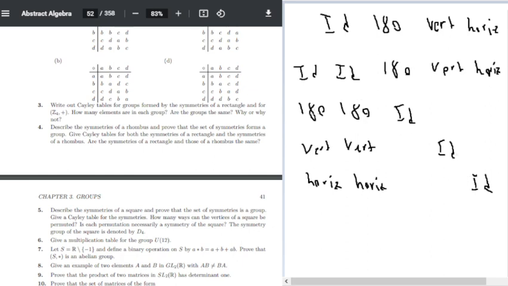Now, if we flip a rectangle by 180 degrees and then flip it vertically, it must be the same as a horizontal flip. It's actually easy to see. Because every element has a unique inverse in a group, we can automatically fill out the table by just choosing what it must not be. So it must be a vert here, vert horiz ID, it must be 180 here, must be 180 here, must be a vertical here. Now, we have this table.